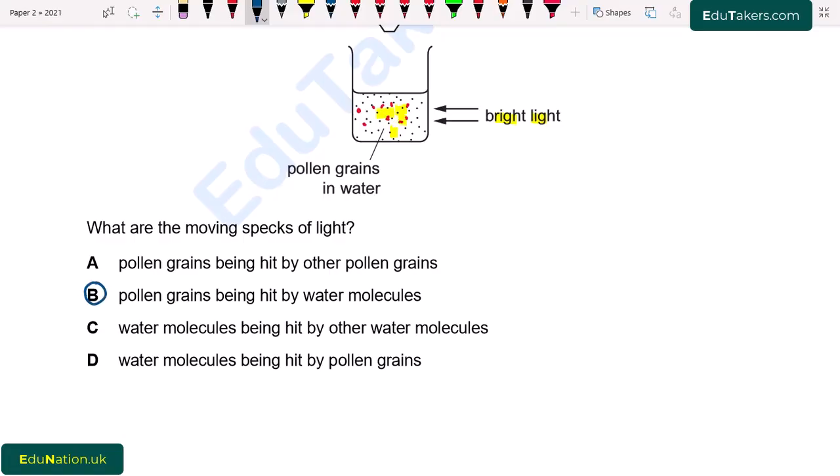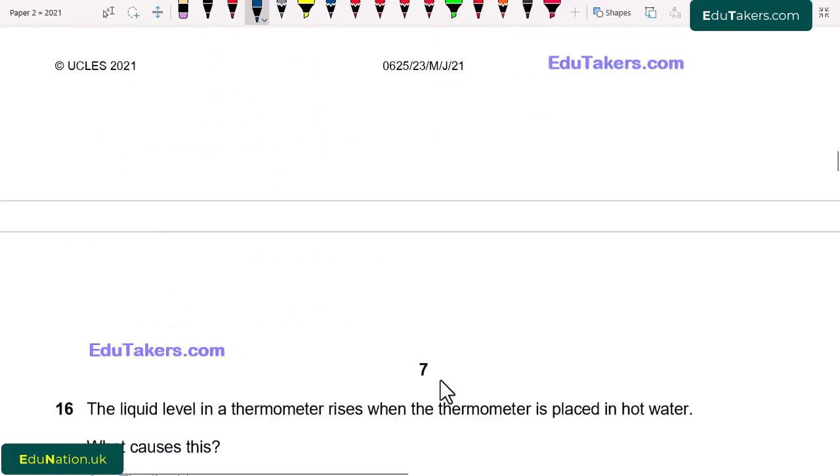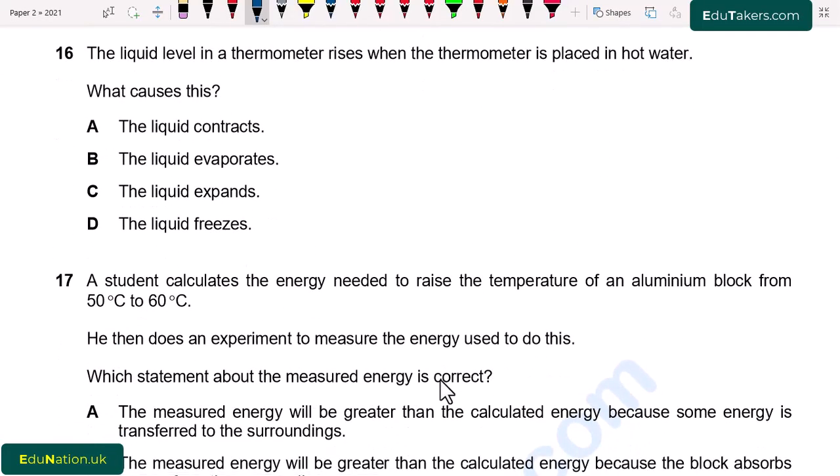We also see the other options. C. Water molecules being hit by other water molecules. This is incorrect. And D. Water molecules being hit by the pollen grains. So this is also incorrect. Next question.